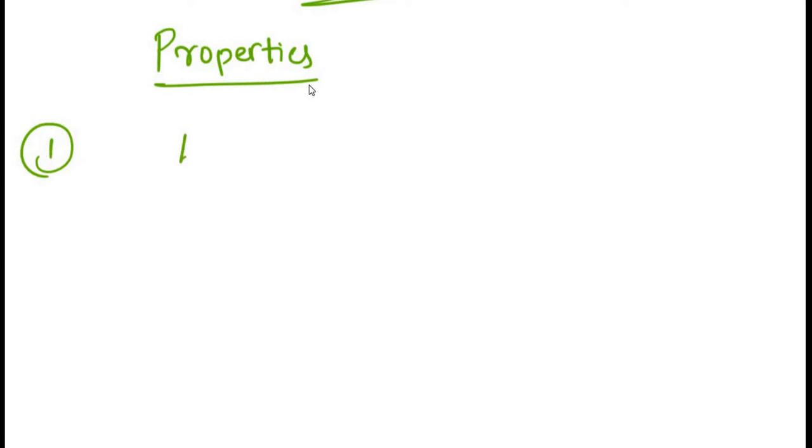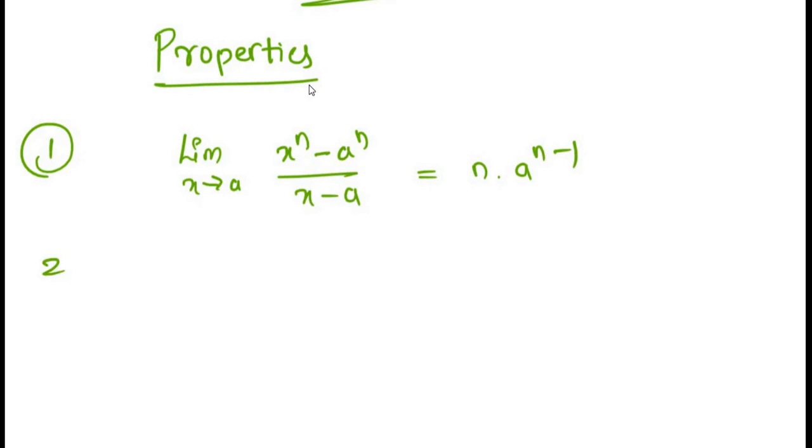So this is the notation. Let me write some important properties. With these properties we can solve most of the problems in the chapter. First property: limit x tends to a, (x^n minus a^n) by (x minus a). If the limit is in this form, then we can directly write it as n into a^(n minus 1).